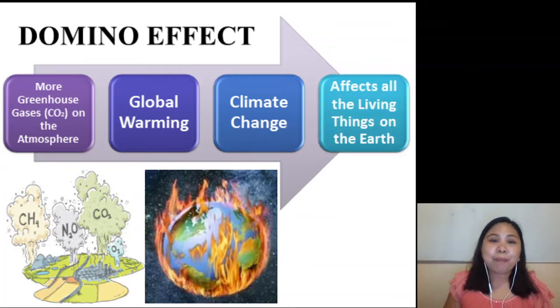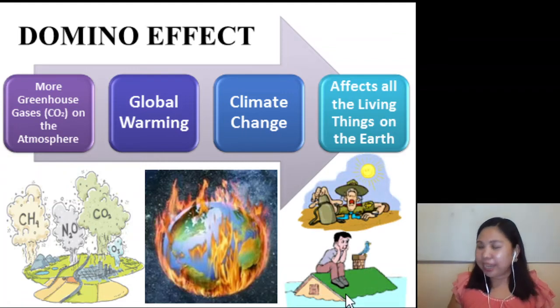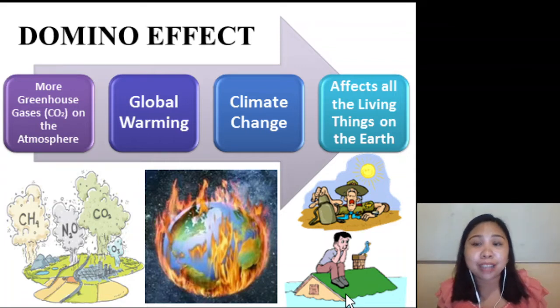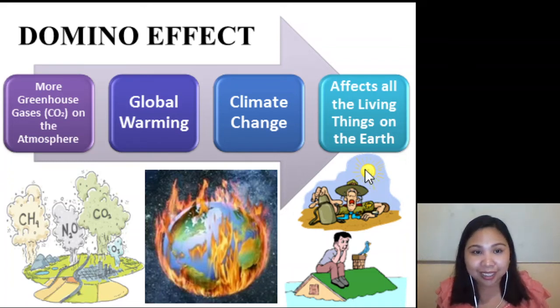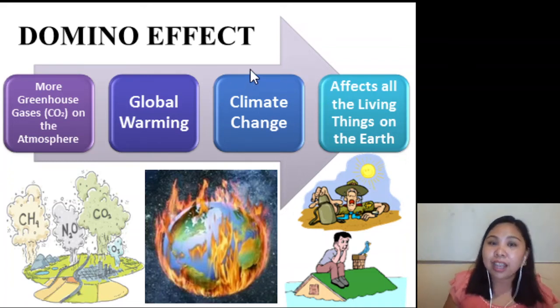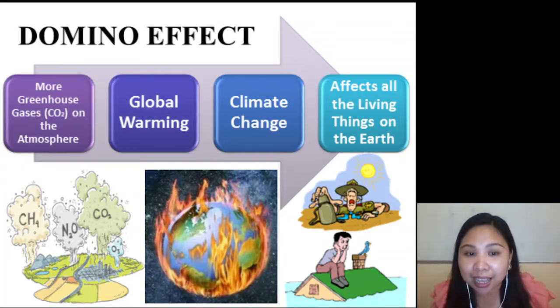Okay? So kapag nagkaroon na class ng climate change, and we are already experiencing it, hindi man kayo aware, pero nangyayari na po ang sudden change of climate. Okay? It affects all the living things on the earth. Okay, this is the domino effect kapag sobrang dami ng greenhouse gases sa ating atmosphere.